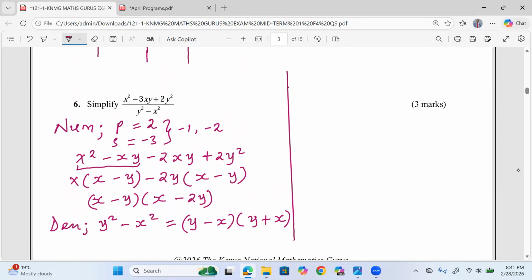So from this, we can now combine. From the numerator, we have x minus y and x minus 2y. Then from the denominator, we have y minus x and y plus x. Is that okay? Thank you.